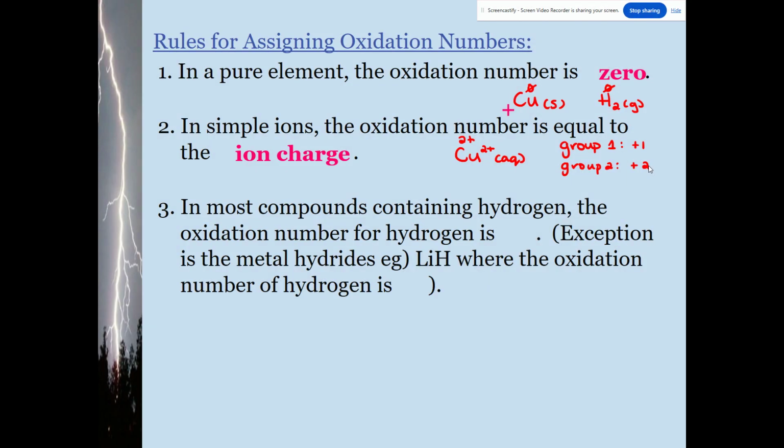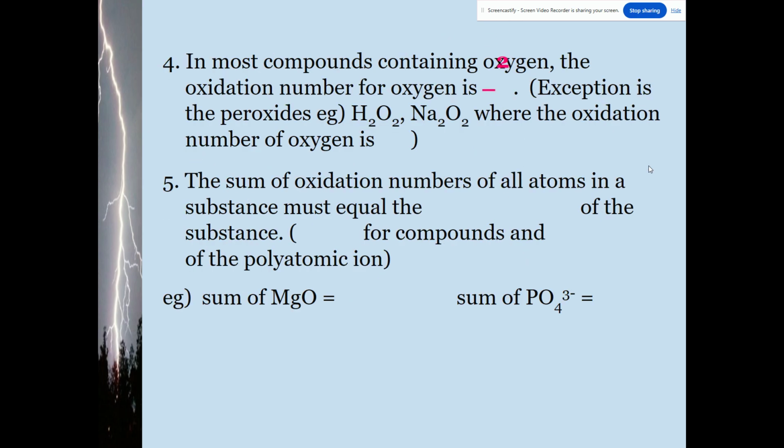Hydrogen, 99% of the time, is always +1, unless it's bonded to a metal, then it's -1. And oxygen, 99% of the time, is -2, unless it's in something like hydrogen peroxide or sodium peroxide, some type of peroxide, then it's -1. But otherwise, it's always -2. So what that means is we know that hydrogen is always +1, oxygen is always -2, simple ions are their ion charge, and then everything else can change.